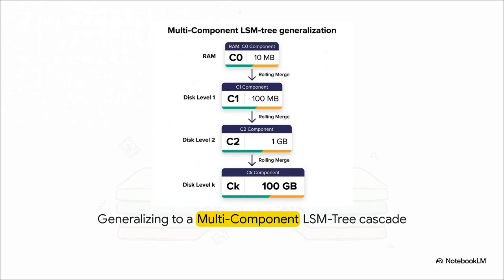That's terribly inefficient. The solution? Cascading merges through intermediate tiers. C0 merges into a 100 megabyte C1, which later merges into a 1 gigabyte C2, and so on. By keeping the size ratio small between tiers, typically a factor of 10, the system drastically reduces write amplification.